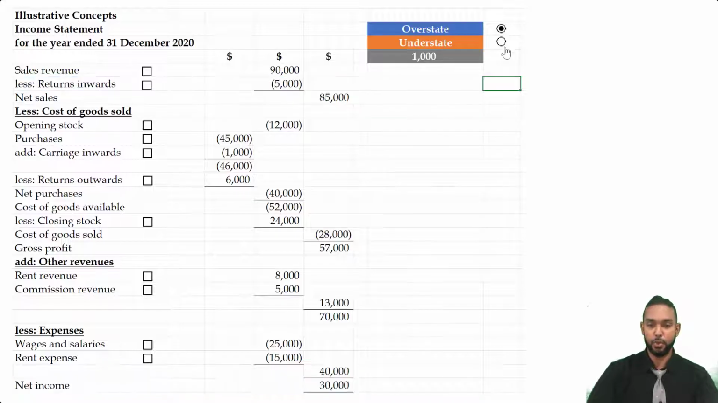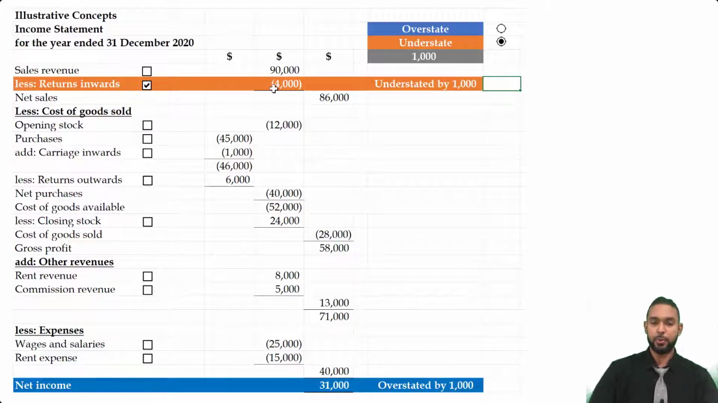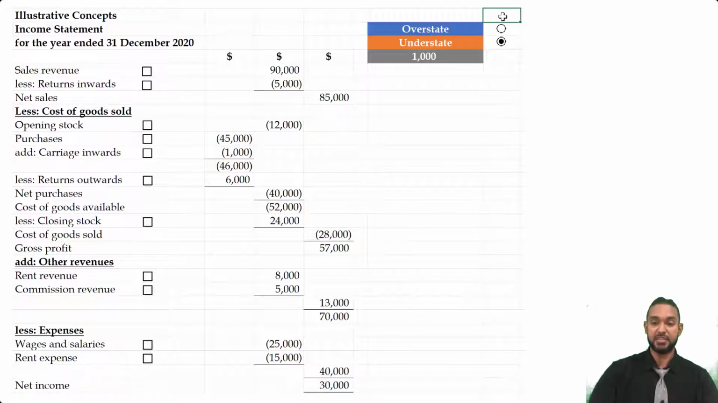Let's see if the reverse holds true. Let's see if we understate returns in, whether net income will go up. So that means this is going to go down to 4, which means we're not subtracting enough from revenue. And if we don't subtract enough from revenue, profit is going to be too high. So I think this hypothesis will hold. So right, we went down from 5 to 4, which is an understatement by 1,000. And look at that, net income went up by 1,000 because we didn't subtract enough via the returns in. So that's overstated by 1,000. Right, so what we're seeing here is that returns in behaves like an expense.